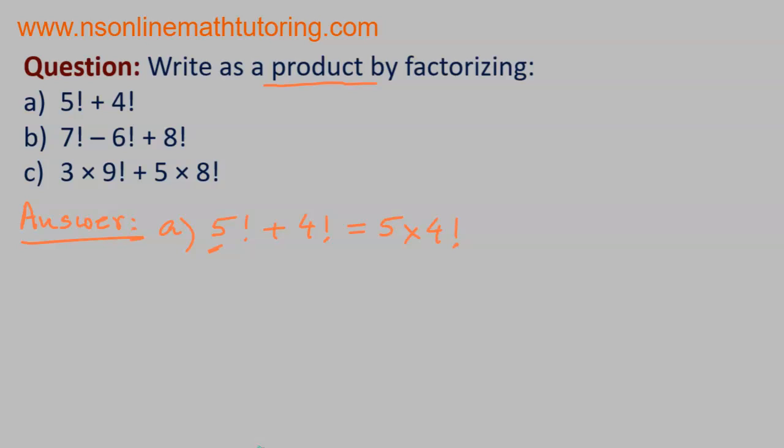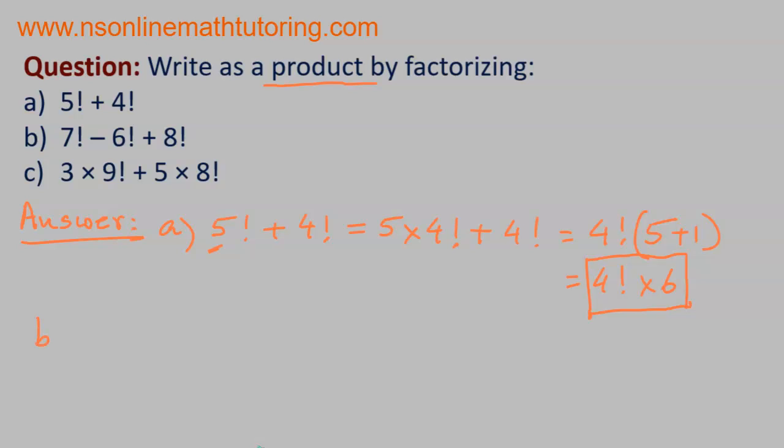So 5 factorial, I am writing that as 5 times 4 factorial plus 4 factorial, which is equal to, I can take 4 factorial as the common factor, and within the parenthesis we get 5 from the first term and plus 1 from the second term. So this is 4 factorial times 6. This is the factorized form. Okay.